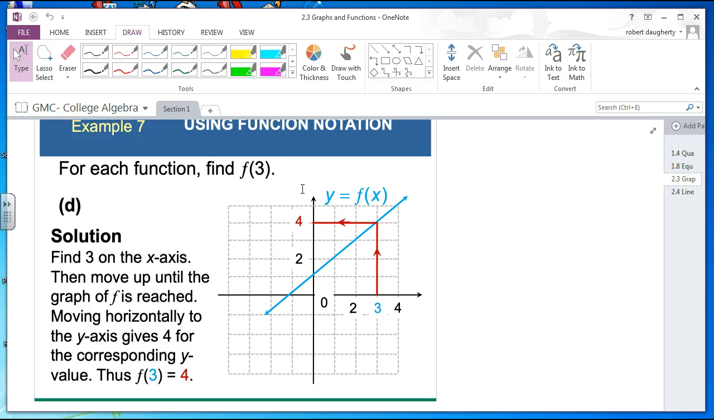So you input a 3 for your x value, and what comes back, so when you have an x value, what comes back is your y value of 4. So here f of 3 is equal to 4.